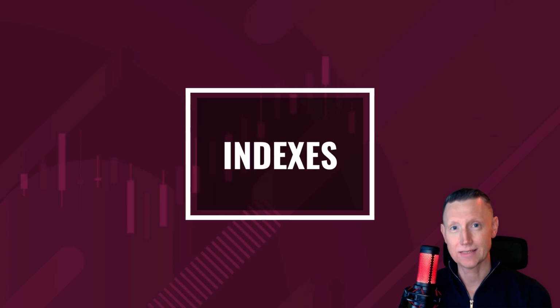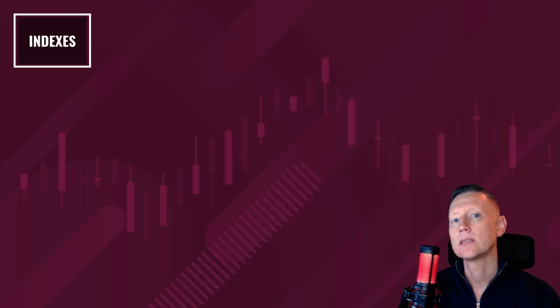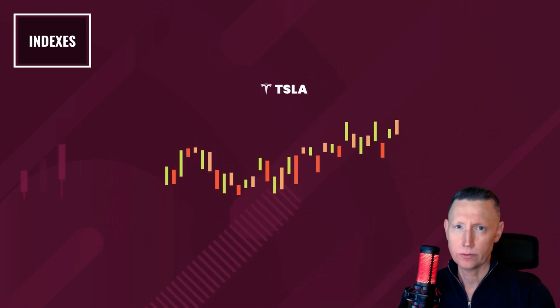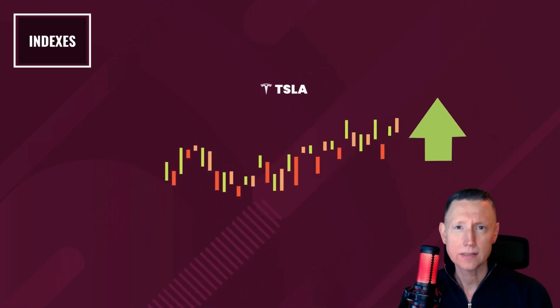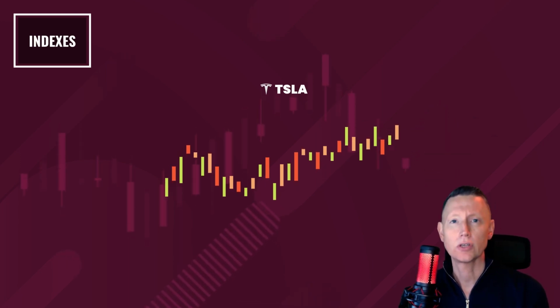Number 6 is indices. Use the index your stock is listed on to determine whether or not you have a high probability setup, because it can give you an edge. For example, you've identified that Tesla is in play for you today and you're looking to long Tesla. Tesla is listed on the Nasdaq. So go and have a look at the QQQs.